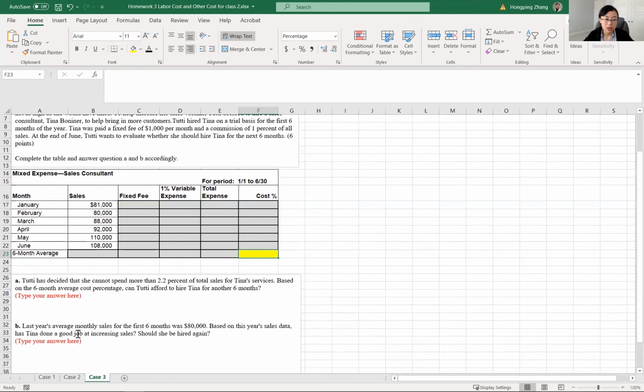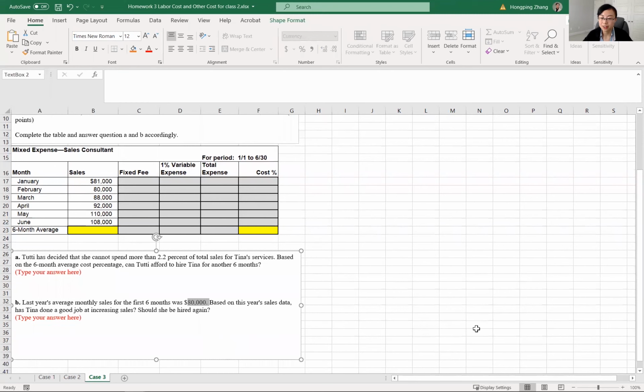Then last year's average monthly sales for the first 6 months was 80,000. And this year's sales, we want to know if it is more or less. That also is a way for us to evaluate the efficiency of this consultant. So we use this number here, our total sales, and compare that with 80,000. Again, if the sales is more, then we want to hire her. If the sales is less, then she's not doing a good job, then we don't hire her.